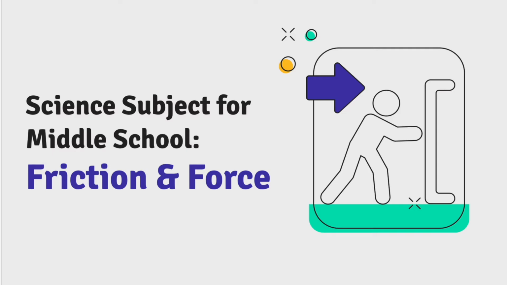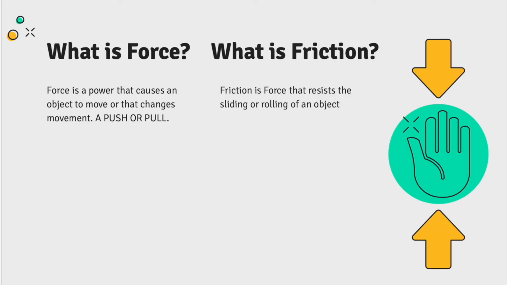Science subject for middle school. Friction and force. So what is force and what is friction? Force is a power that causes an object to move or that changes movement. Basically, it's a push or pull. So what is friction on the other hand? Friction is force that resists the sliding or rolling of an object.